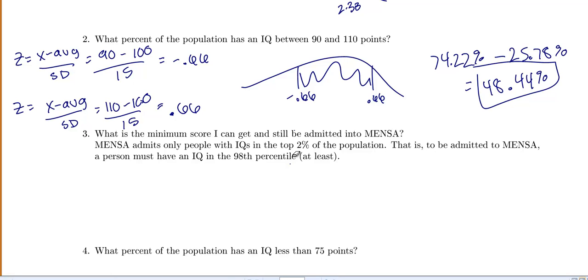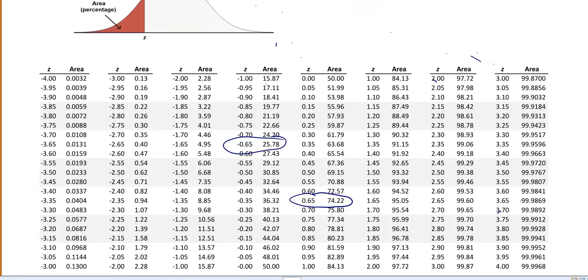Number 3, what is the minimum score I can get and still be admitted into Mensa? Well, Mensa only admits people with IQs in the top 2% of the population. Thus, to be admitted to Mensa, you have to have an IQ in the 98th percentile, at least. So this one is one of the problems in reverse. So we want to be in the top 2%, which means there's 98% over here. So we need to find the z value that will put us in the top 2%.